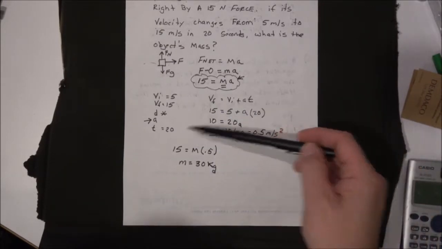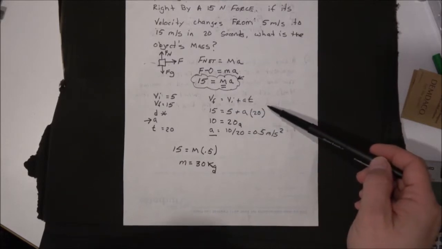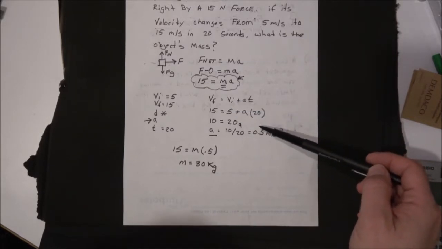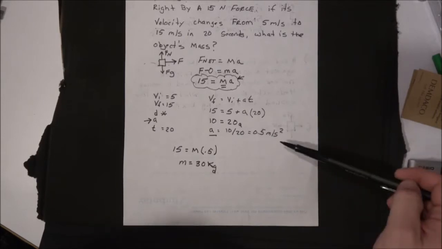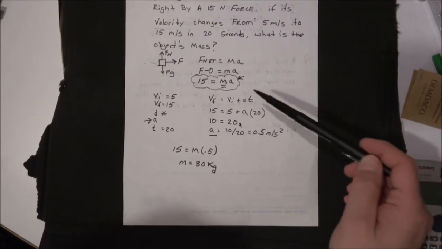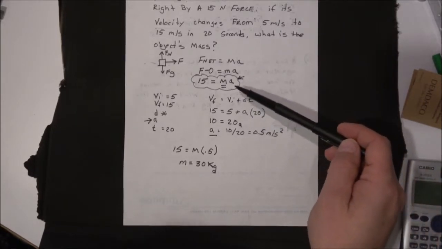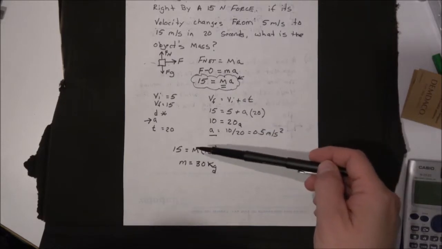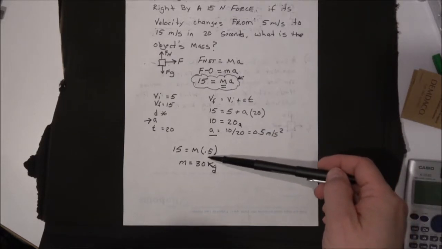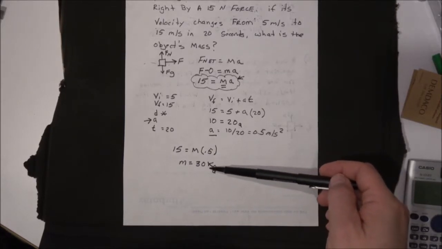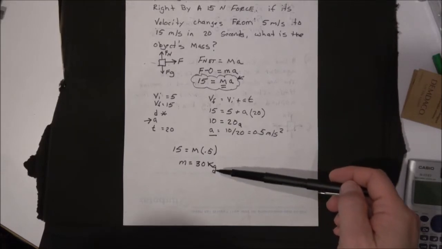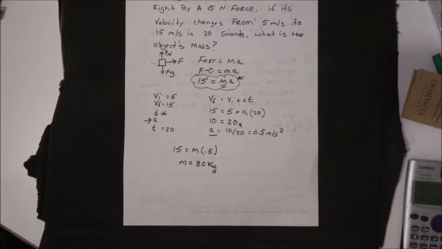We went through our VIFDAT. We find that we use equation 1 to solve for acceleration, which is 0.5 meters per second squared. So now we can go back up to our Newton's second law equation, which is 15 equals mass times acceleration. So we have 15 equals mass times an acceleration of 0.5. We divide both sides by 0.5, and we're left with the mass of the object has to be 30 kilograms. Okay, let's move on to another problem.